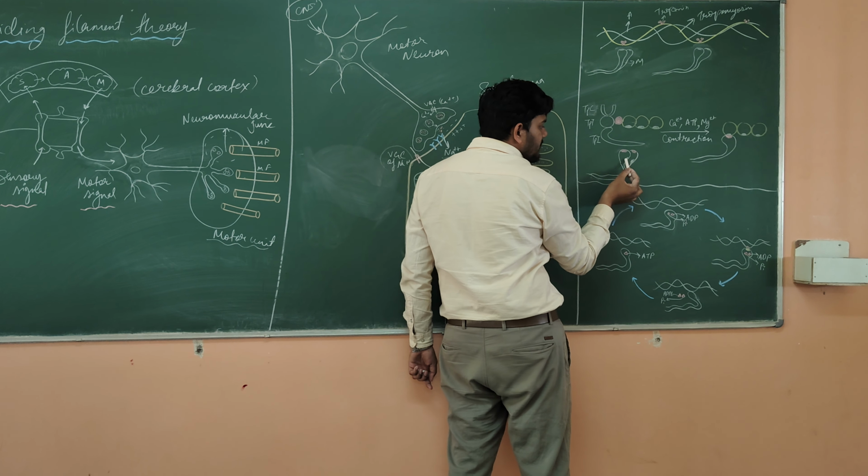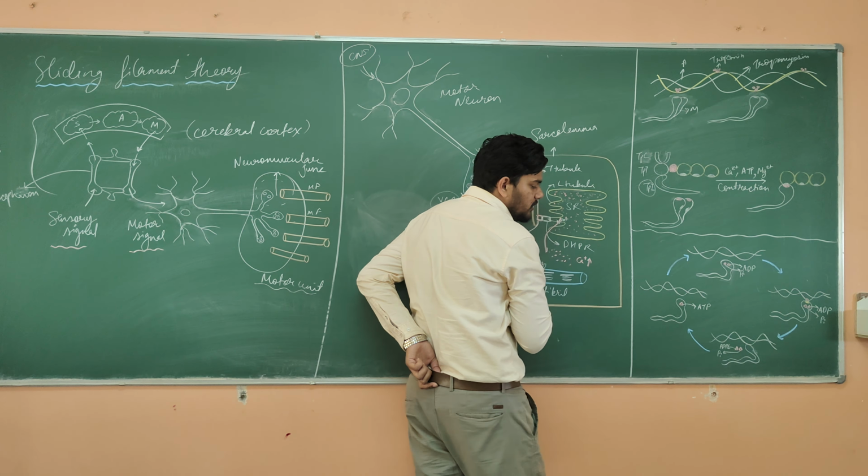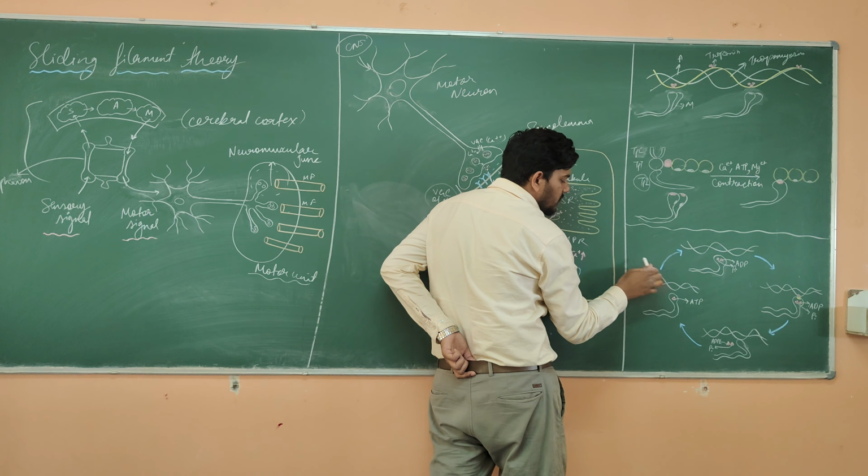Once the cross bridge is made, once there is a connection between actin and myosin, the actin can easily slide, and that sliding you can see here. If you start from here, when the ATP binds with the myosin, at that point the actin and myosin are not connected. When the ATP binds, this cross bridge is not made. It means the cross bridge will break. This is very important. The cross bridge will break if the ATP binds to the myosin.